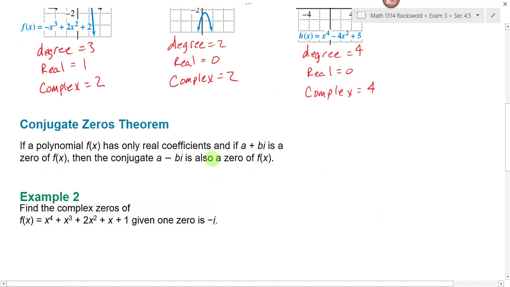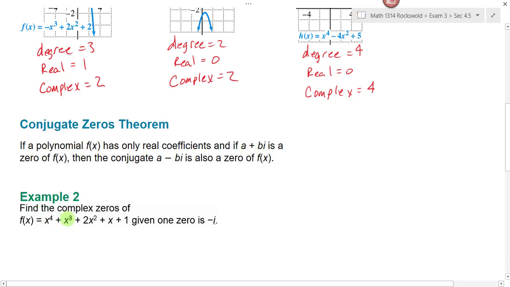Also, your complex zeros come in conjugate pairs. That's the conjugate zero theorem. So that means that if a plus bi is a zero of a polynomial, a minus bi is also a zero. Remember, conjugate pairs are numbers where the sign between the real and the imaginary part is different.